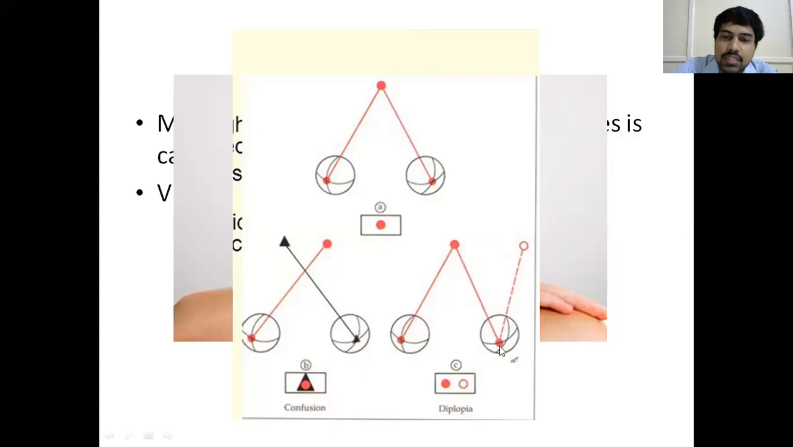But here what happens is, because the image is falling on some other point, and some other point has a difference value in space, it appears as if the image is located somewhere beside the actual object. That's why you see two images. That is known as diplopia. Hope you are all clear.